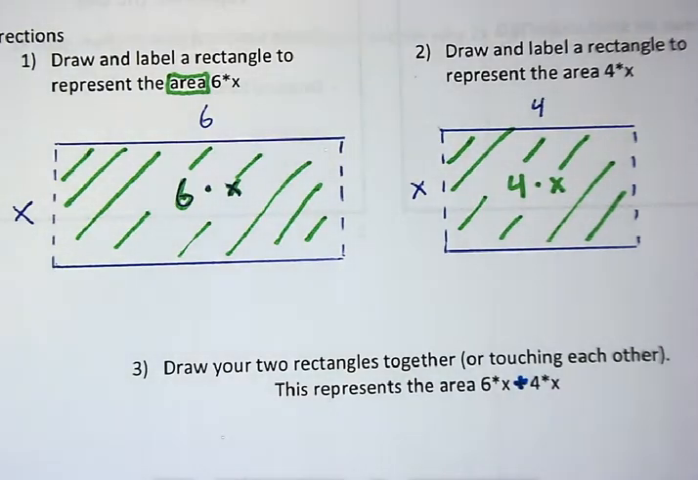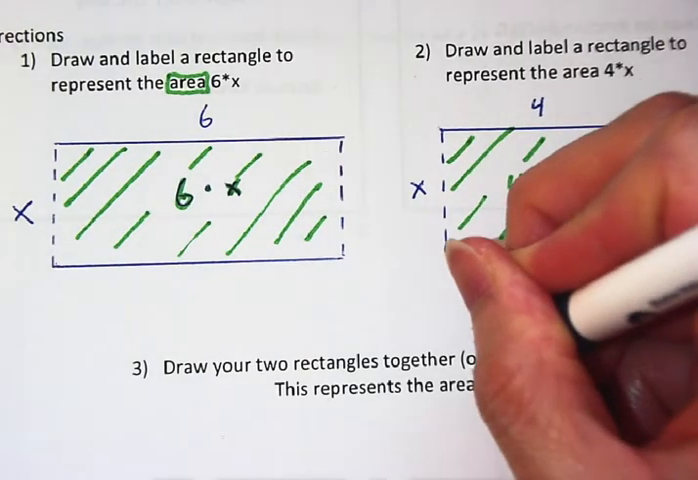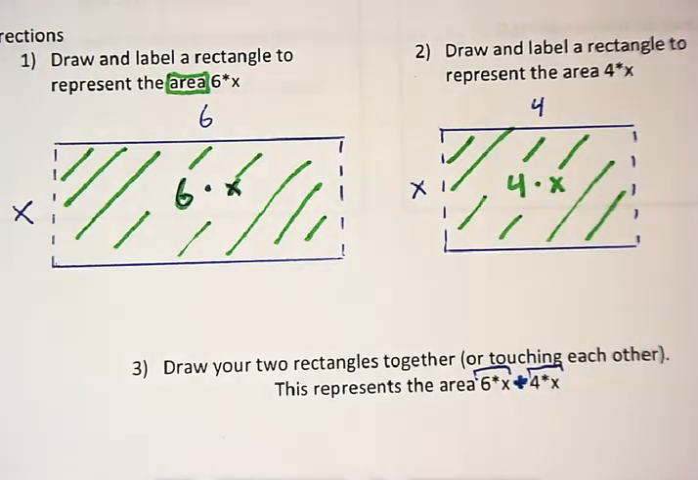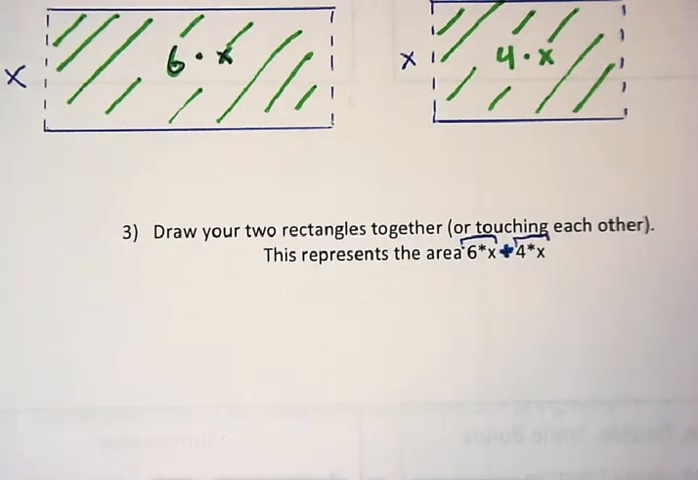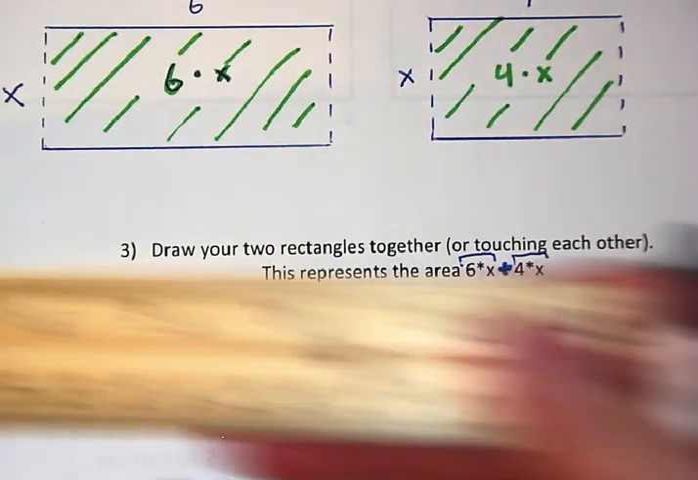So this plus sign right here is putting this term and this term together, which is why I'm asking you to draw them with the 2 rectangles touching each other. So I'm just going to redraw this rectangle real quick, but touching each other.